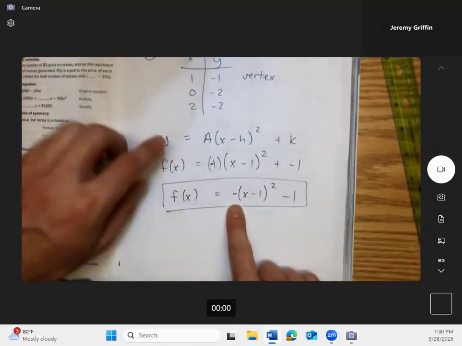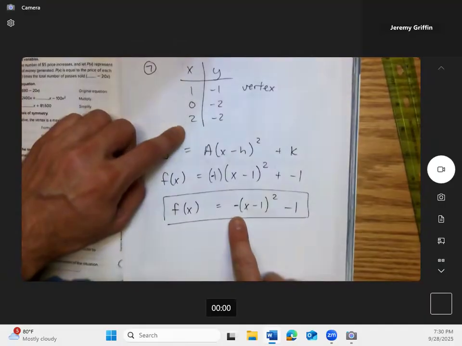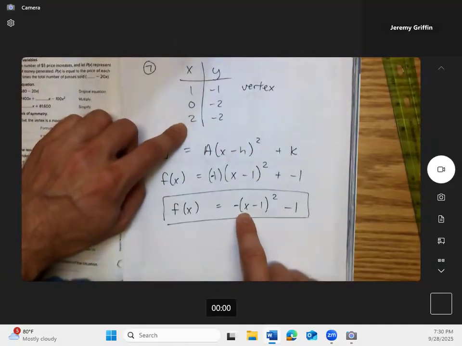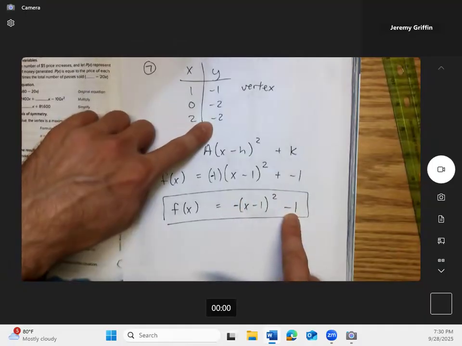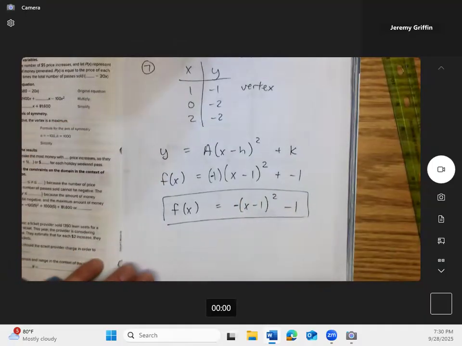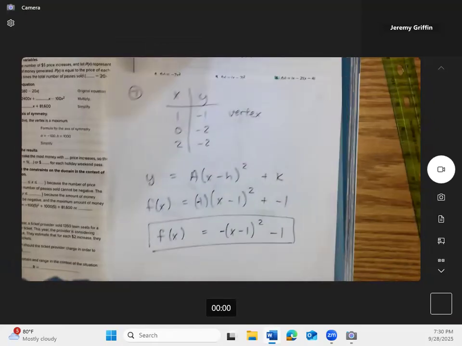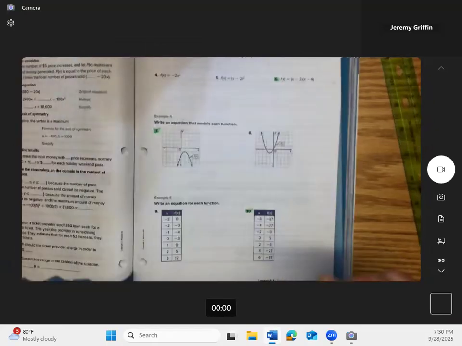Okay, so let's go back and double check. So this should work now. If I plug in 2 for x, 2 minus 1 is 1, squared is 1. Now it's negative. Aha! So we got -1 here, minus 1 is -2. Bing! Okay, we're good. All right, let's do number 10.